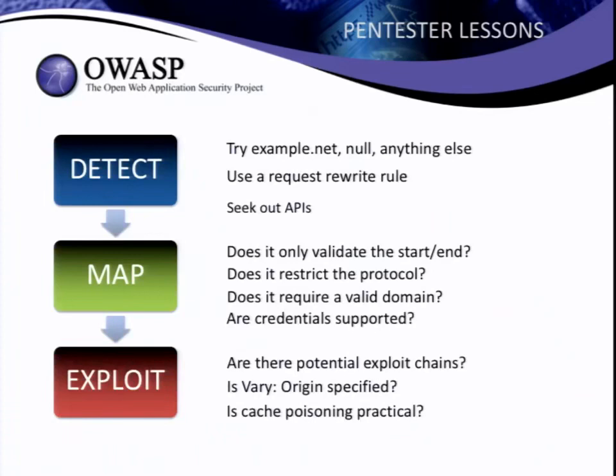Finally, build an exploit. I've covered quite a few different exploits, but the core points to keep in mind are that you might not be able to use purely the CORS misconfiguration to exploit the site. You might need to use something like caching to build some kind of exploit chain to hit that target.